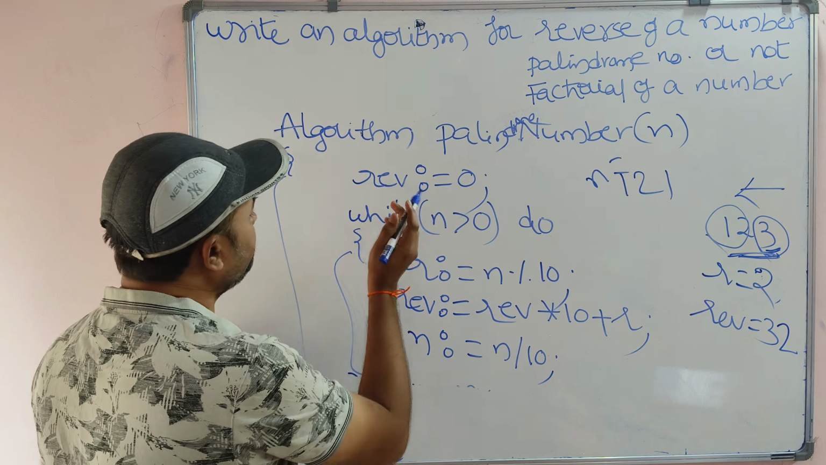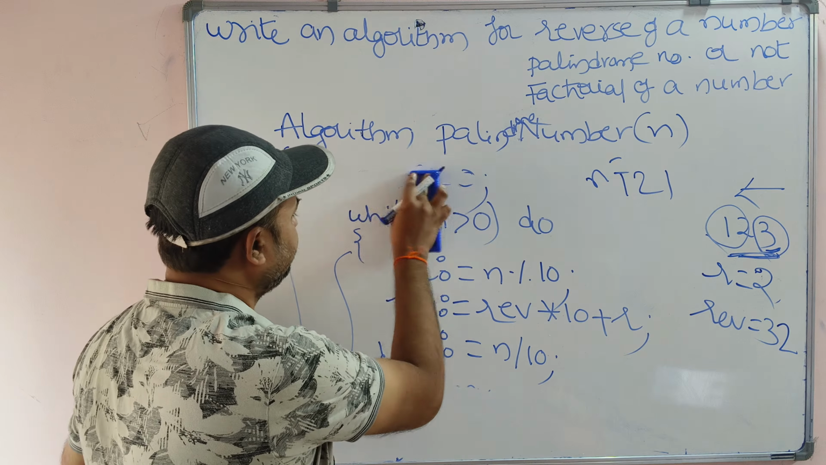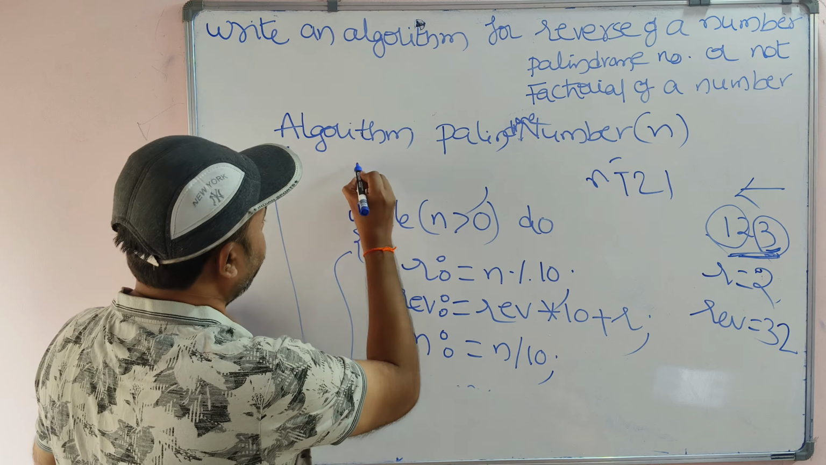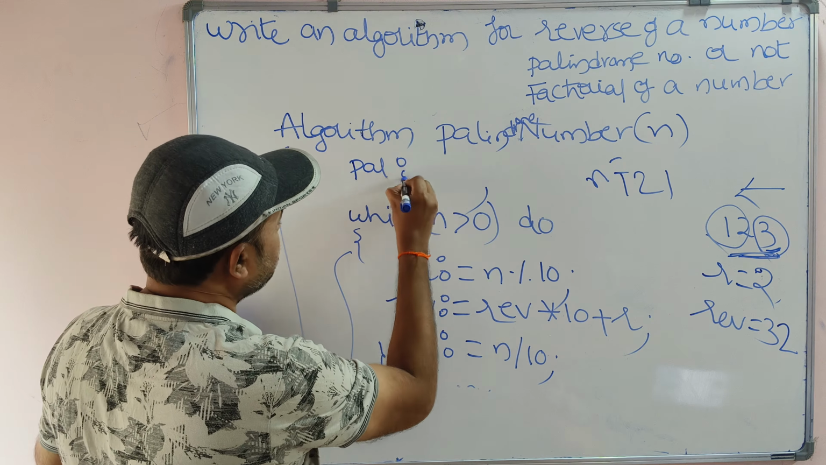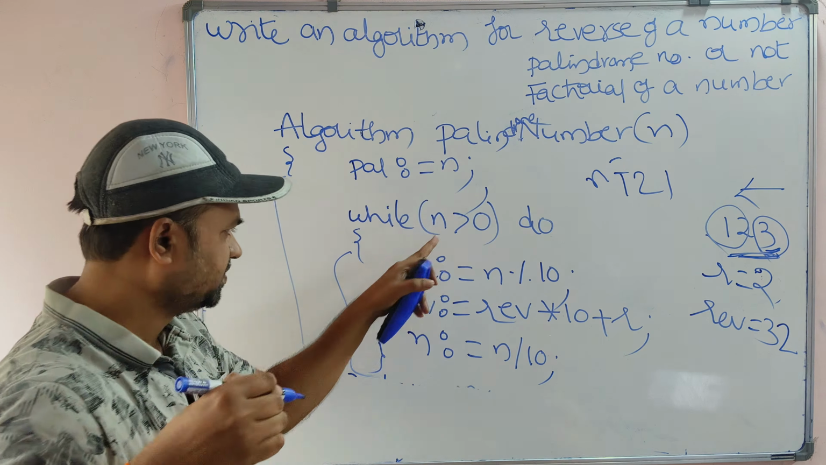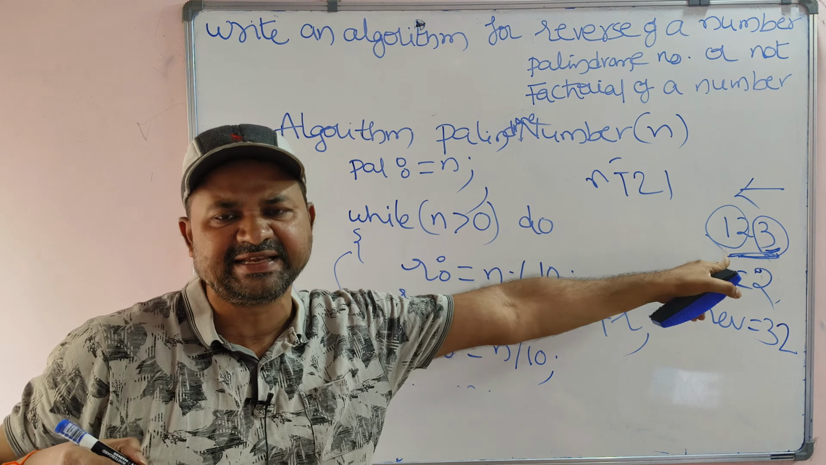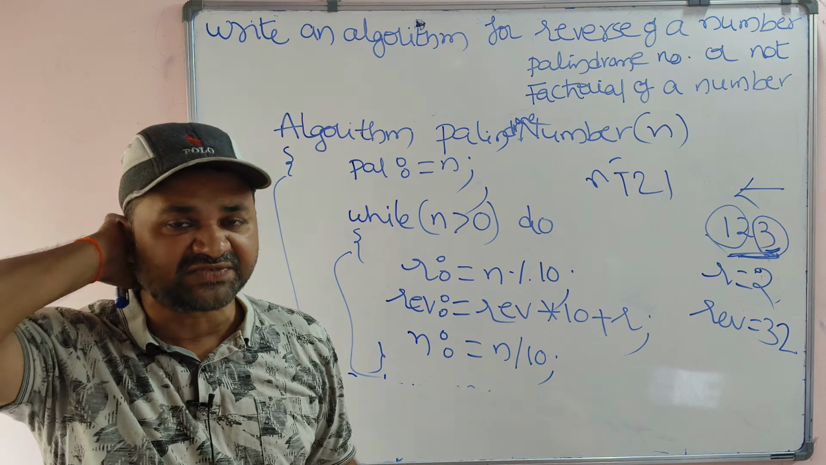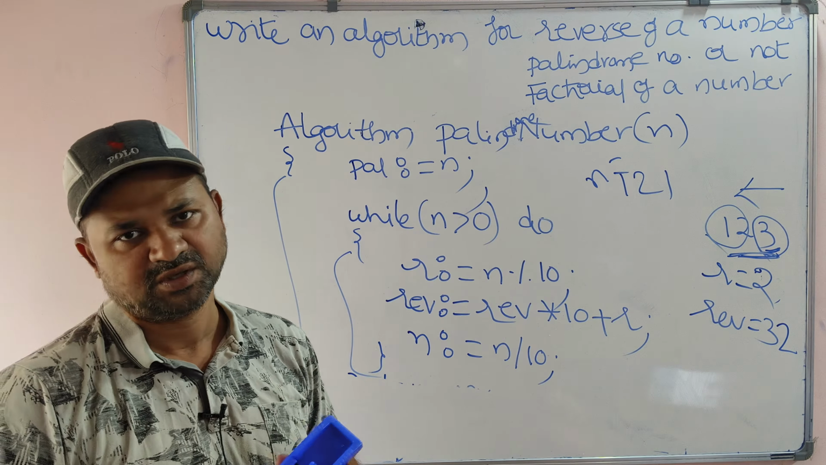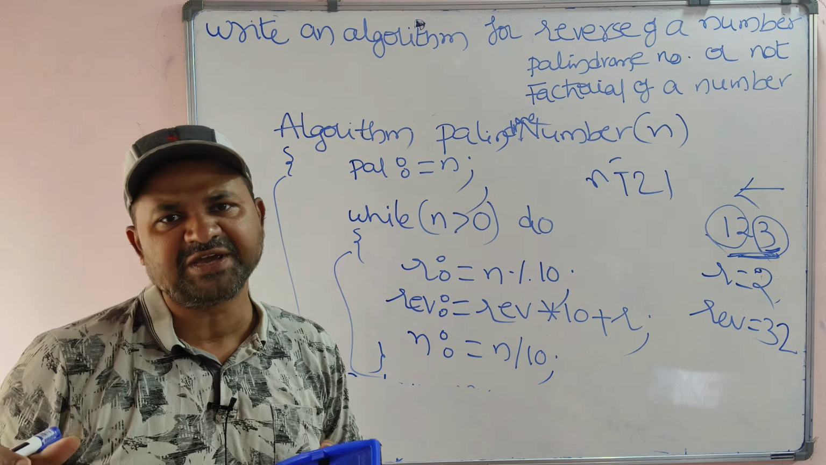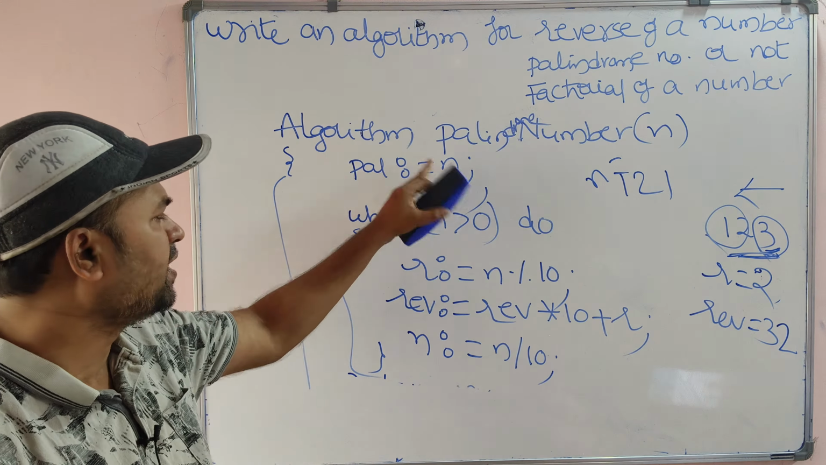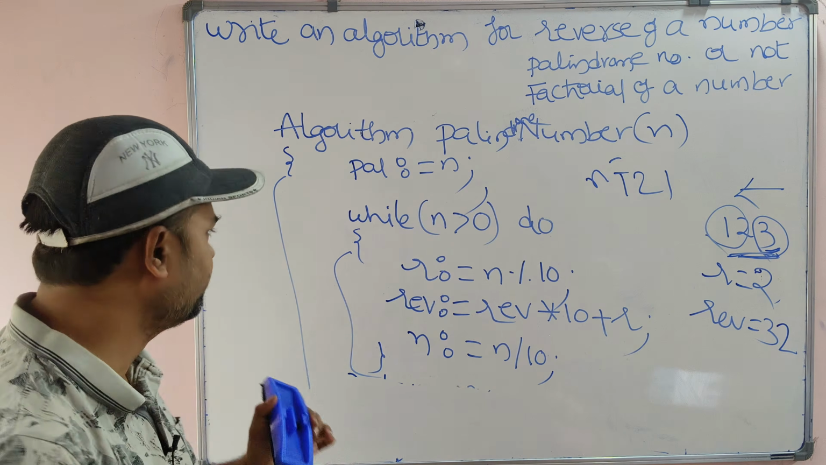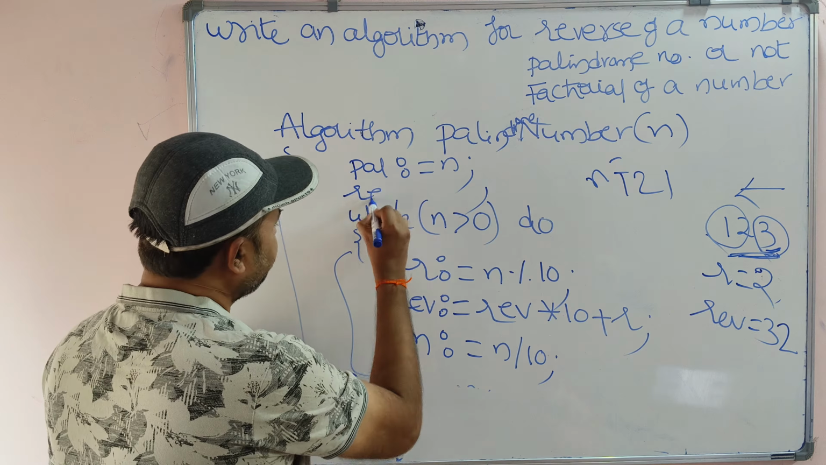Here we have to use a variable called PAL. So let us write PAL equal to n. Why? Because whenever the condition is false, initially n value is 123, next n is 12, next n is 1. So whenever the condition is false, n contains 0, not the given number. So that's why before going into the while loop, we have to store the n value in some temporary variable. So here PAL means temporary variable. Okay. So REV equal to 0.